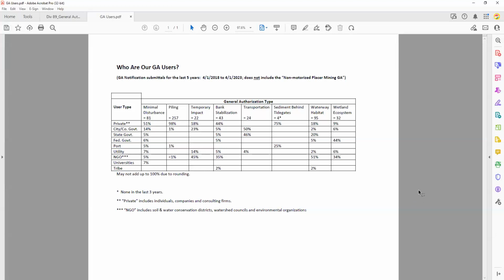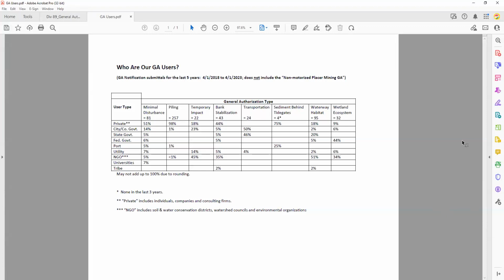I put this together. I think it got emailed to folks yesterday. It's just a little FYI piece, just so you can see who our types of customers are for each of our current general authorizations. As I put this together, there were a couple things that jumped out at me, so I won't go over this in detail, but I'll point out a couple of what I thought are pretty interesting things.